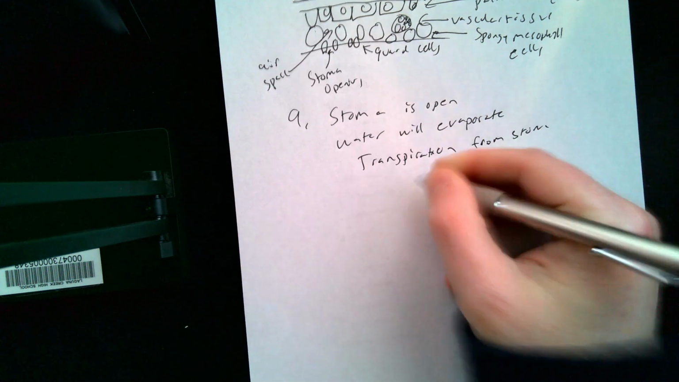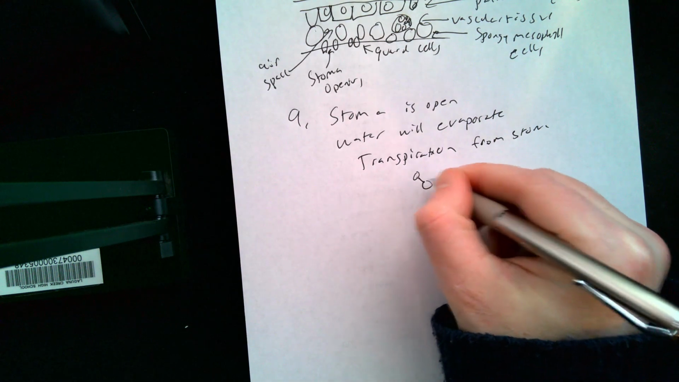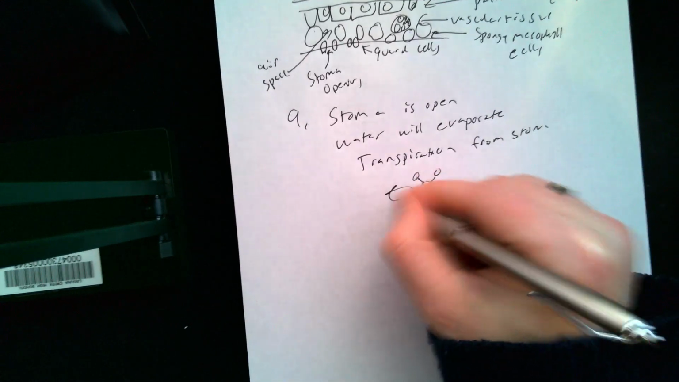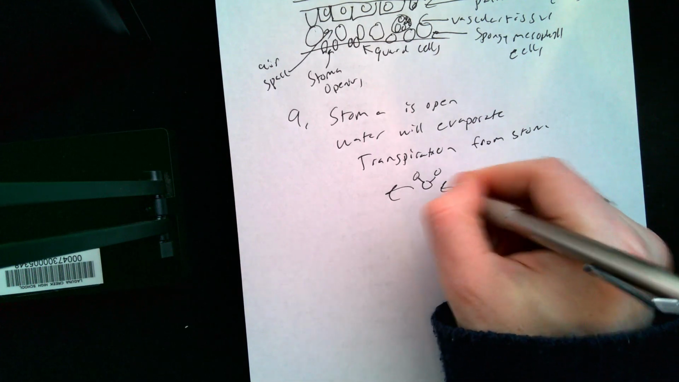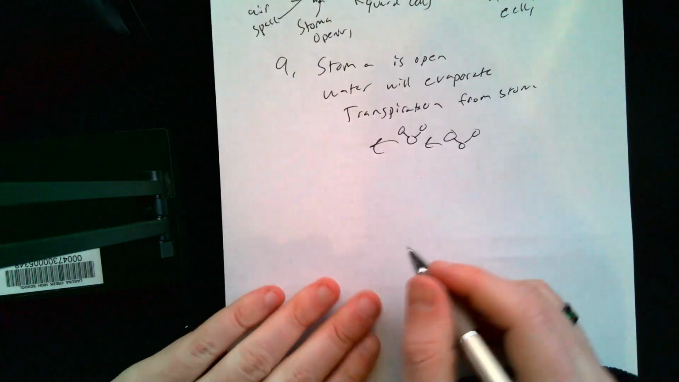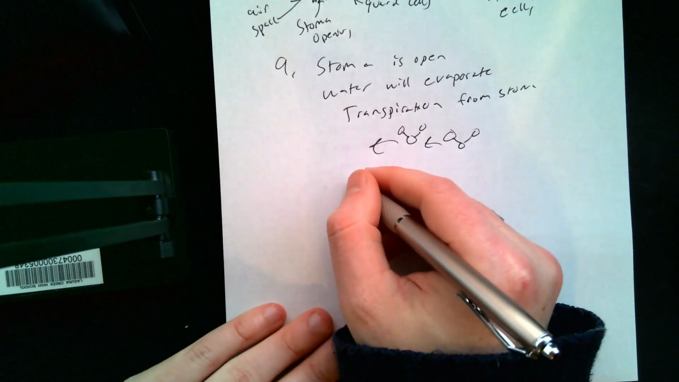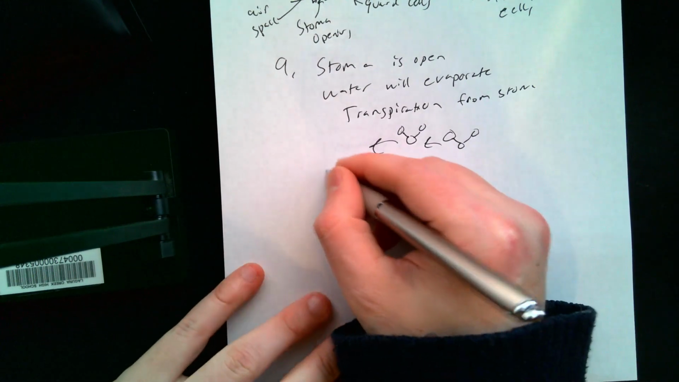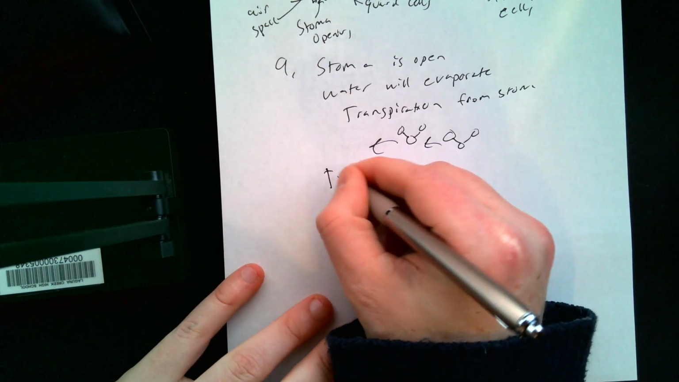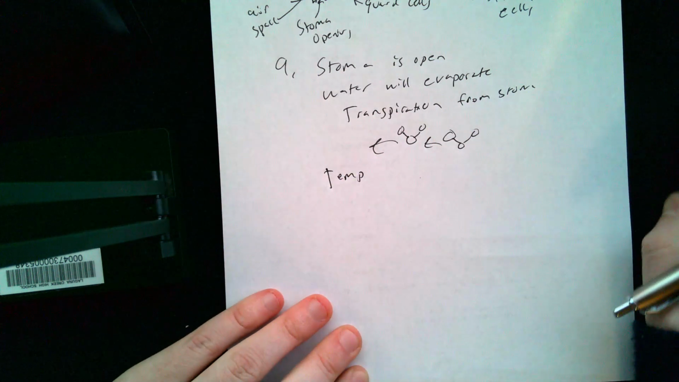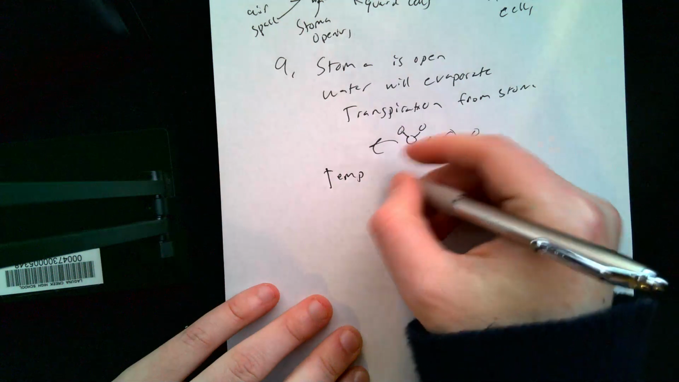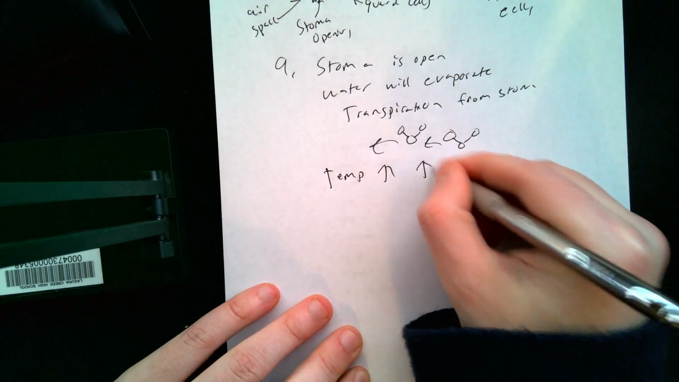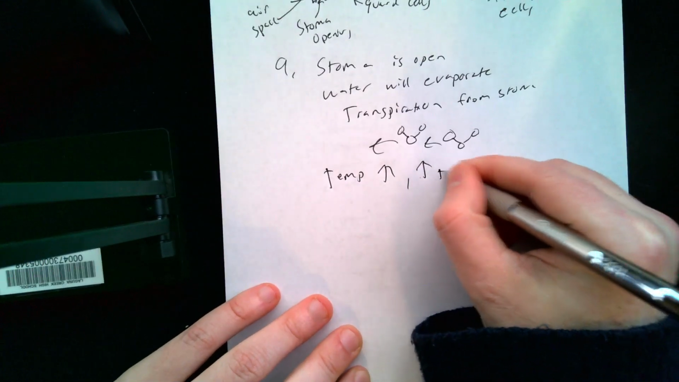Well, why is that happening? It's like you have all these water molecules, right? And as they leave, they're going to pull more up with them. But anyway, they're evaporating. Now, there are things that affect evaporation. Things that affect evaporation are temperature. The higher the temperature, the more transpiration.